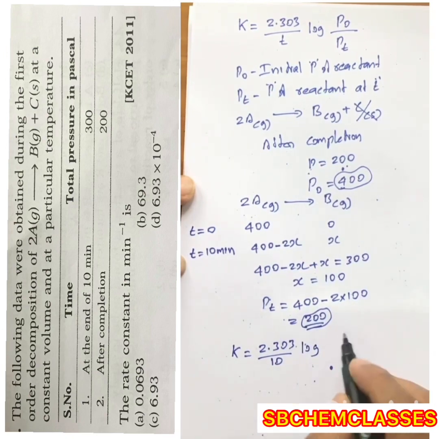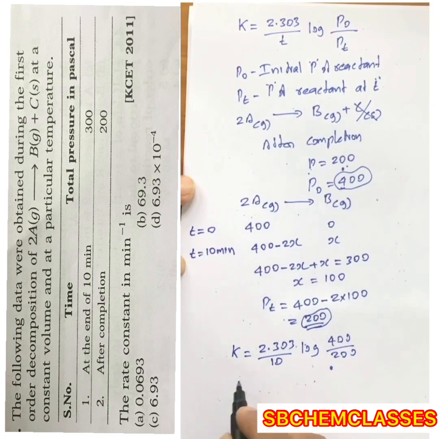Log 400 by 200, that is log 2. Log 2 we know is 0.3. So 2.303 into 0.3 by 10. So the answer is option A, 0.0693.